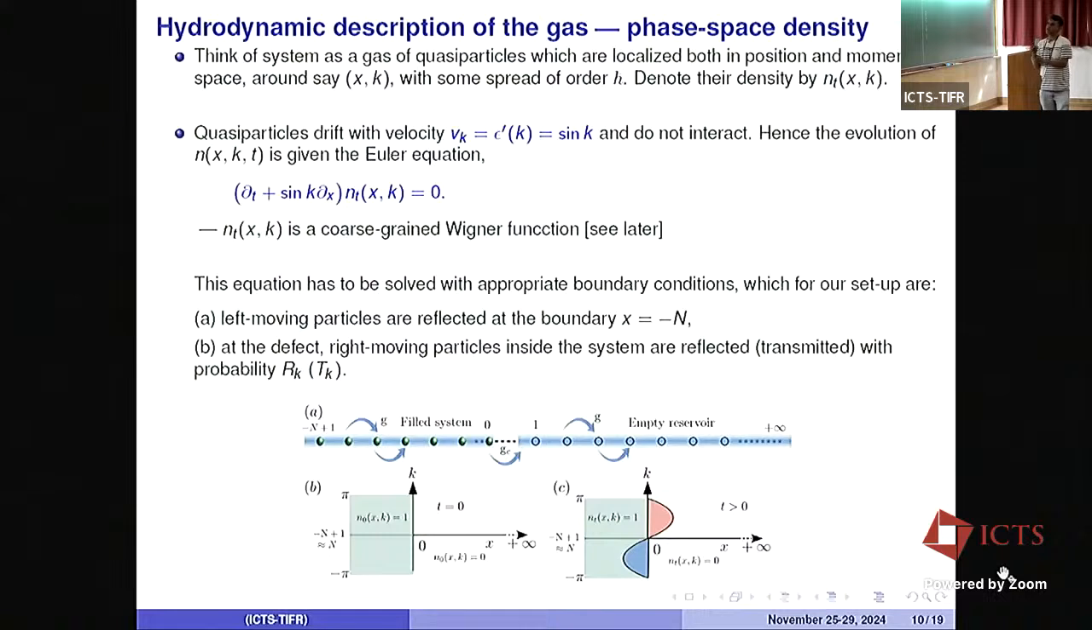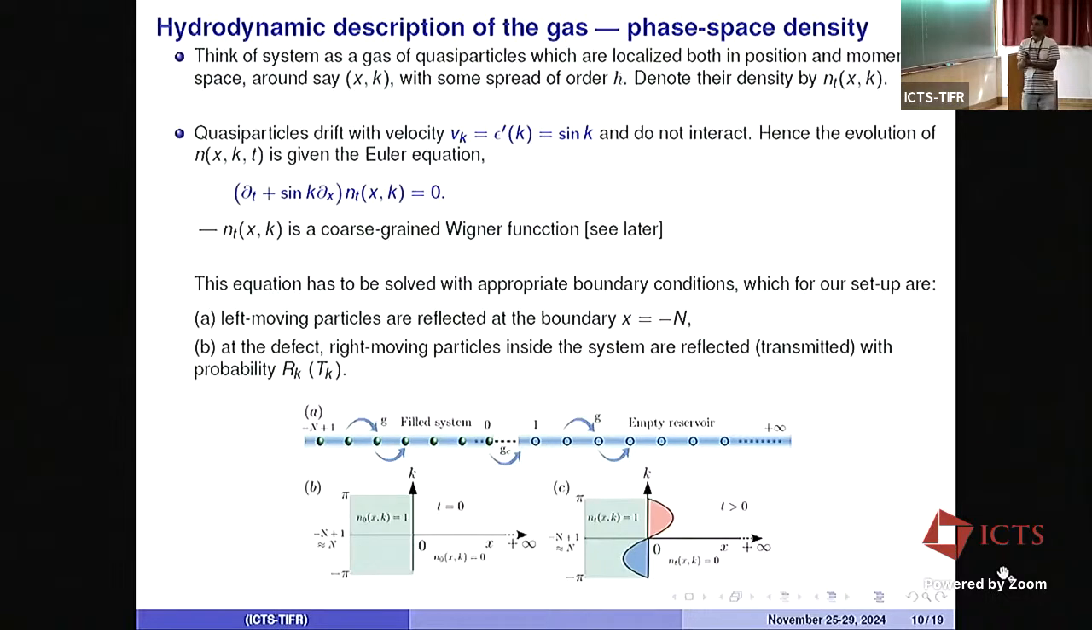So what do we need to solve these equations? There's a defect here, so there's some transmission and reflection of these particles, and we have to take that into account. We also have to take into account that it's a finite box. So we have to solve this equation with these boundary conditions: that there's scattering of particles at this defect and that there's a finite box.